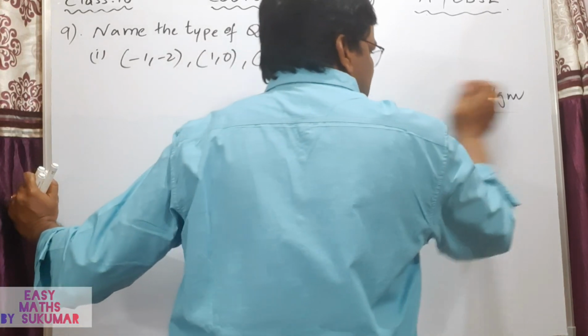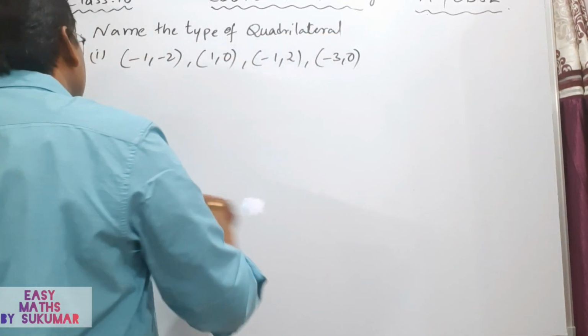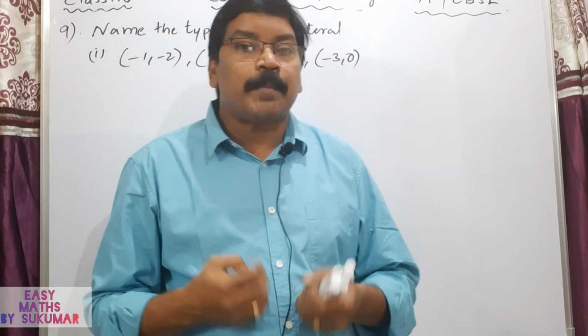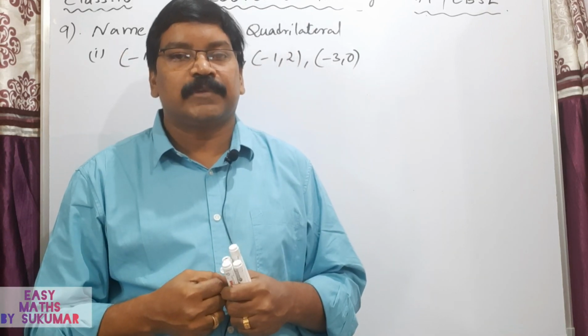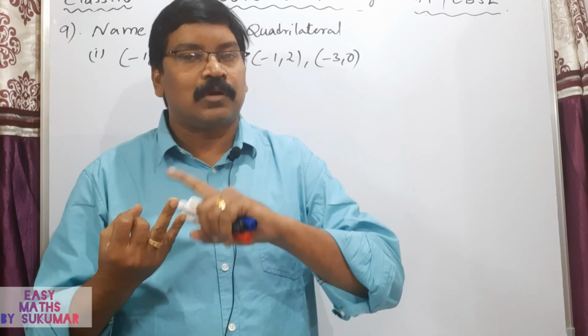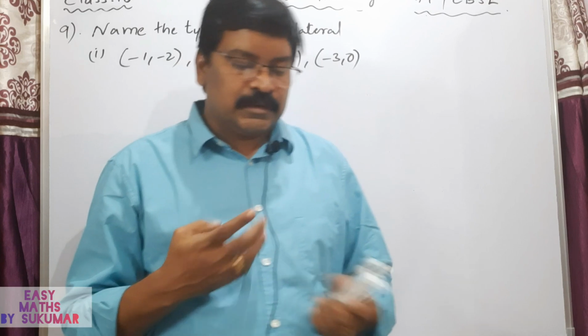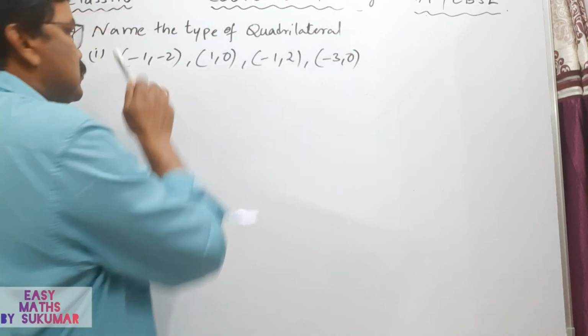Solve this ninth question, there are 3 more bits in this ninth set. We must learn the properties of a quadrilateral. That means parallelogram, rhombus, rectangle and a square. Okay. See, let us take the first question here.